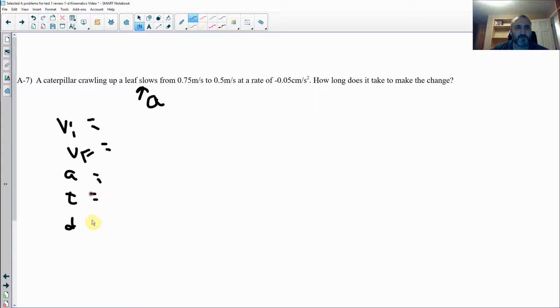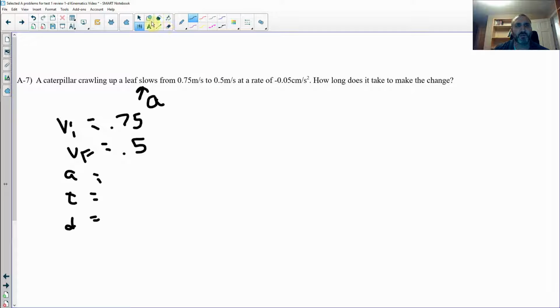So we have to sort of decipher what's going on in this text. A caterpillar crawling up a leaf slows from 0.75, so the initial velocity is 0.75, to 0.5, so that's going to be the final meters per second. So both these are meters per second, at a rate of negative 0.05 centimeters per second squared.